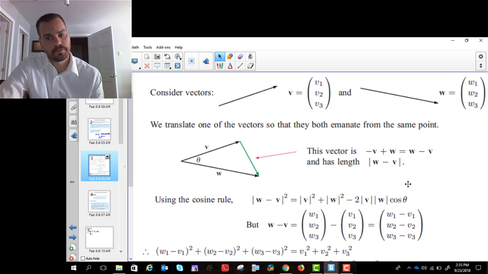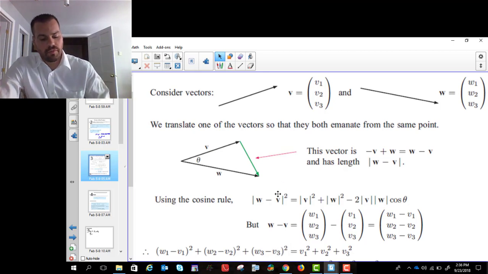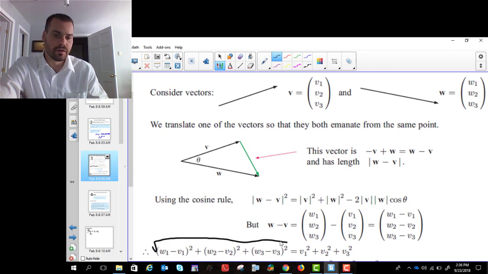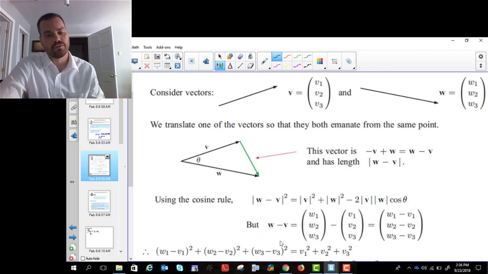And then if you think about w minus v, it's just w1 minus v1, and so on. So w minus v squared is actually this squared plus this squared plus this squared. That's the magnitude, and you remember the magnitude is the square root. If you square a square root, you just get what's underneath the square root. So the magnitude of w minus v should have a square root over all this, but it's squared, so that removes the square root.